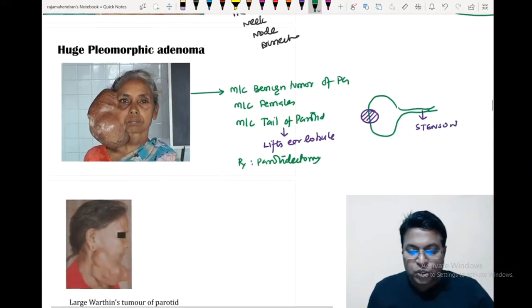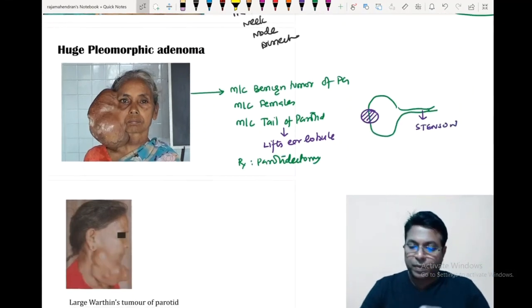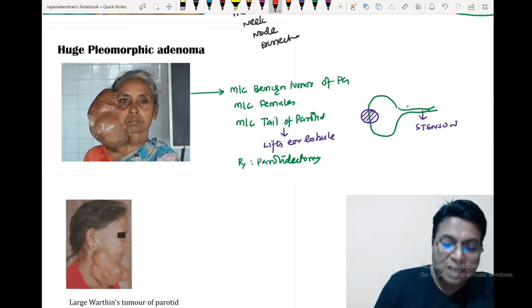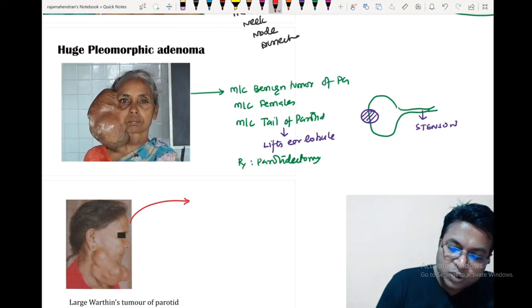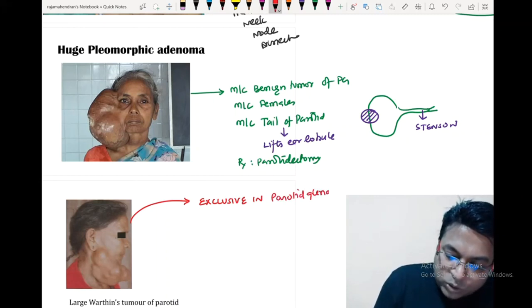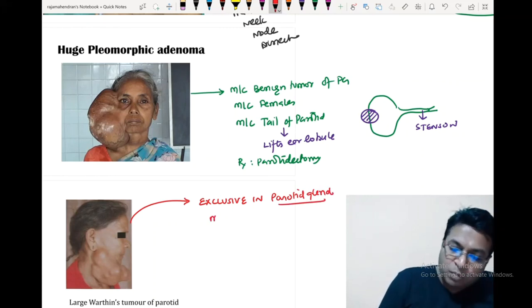So the second picture is showing you a tumor at the lower pole. This is known as Warthin's tumor. Warthin's tumor is exclusively seen in the parotid gland. It doesn't happen in other glands. It is exclusively seen in the parotid gland. It is most common in males. It is most common in smokers.